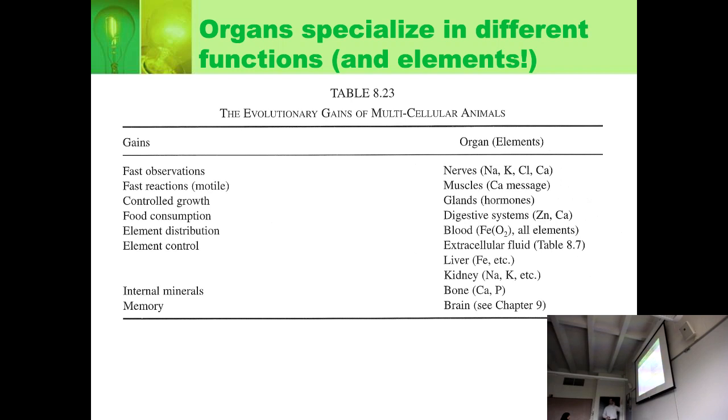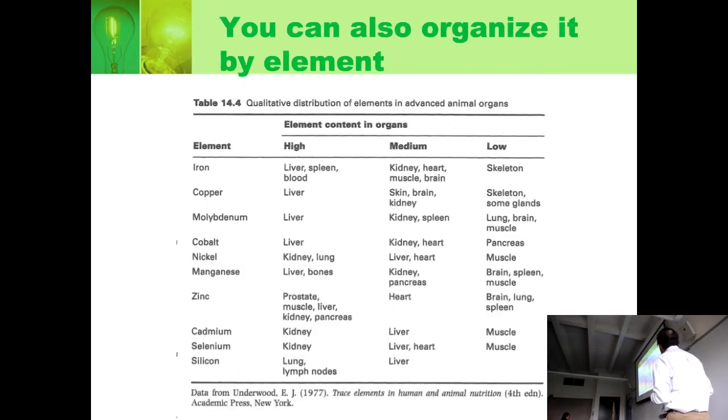And by the way, in a biology class, a lot of times just a simple chemistry filter will allow you to ask questions no one else is asking. So I want you to think interdisciplinarily when you're going into other classes. You can also organize this by element. Say we have these elements. Which organs need those elements?